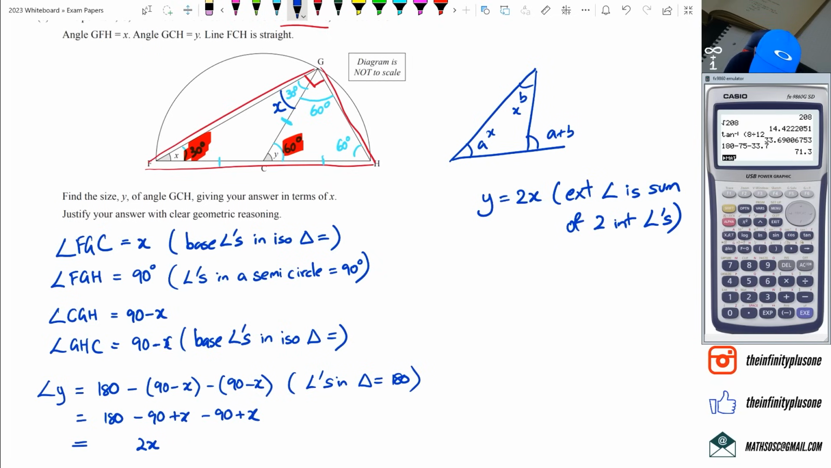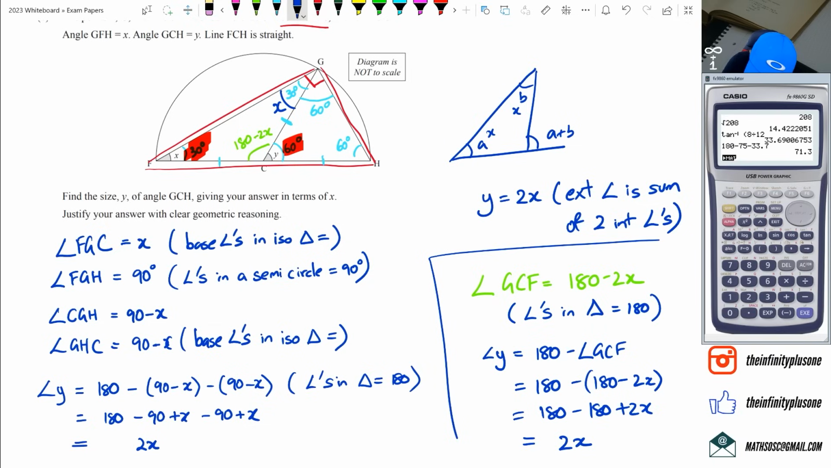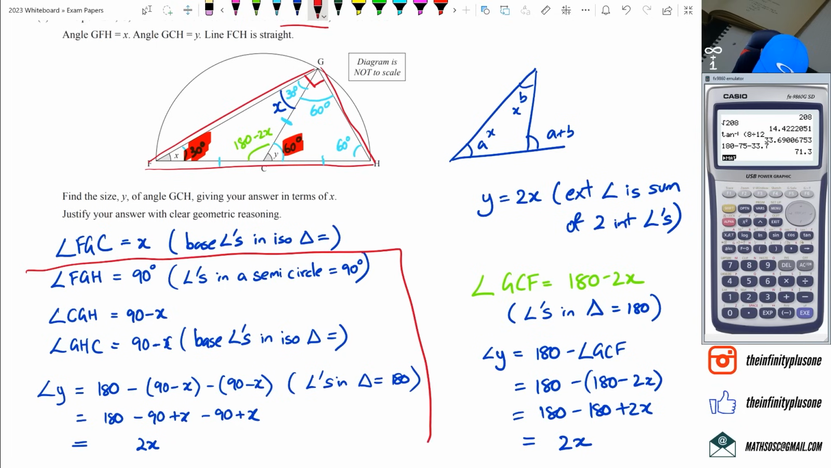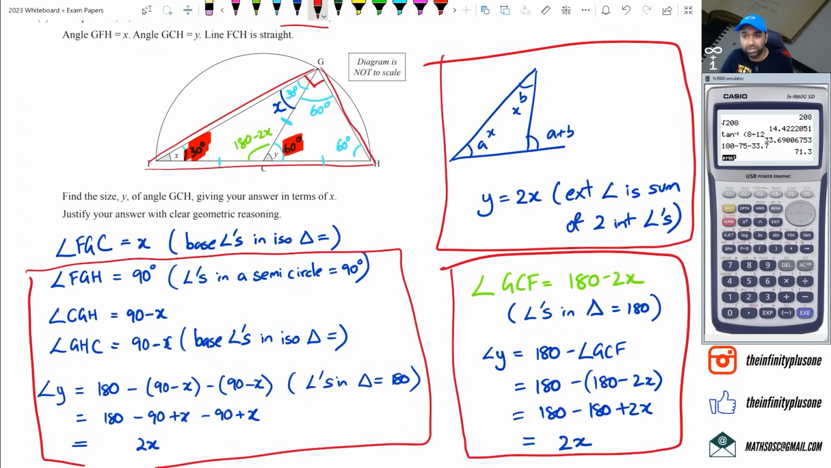The other way you could have done it also is you could have done this angle here, which is 180 take away 2x. So you could have said angle GCF equals 180 take away 2x because of angles in triangle equal to 180. Then you could have said angle y is equal to 180 minus angle GCF, which is 180 take away 180 minus 2x. And if we expand the brackets, we are going to get plus 2x. So basically I've shown you guys 3 different ways of doing this particular question from this point. This is one way of looking at it, this is another way, and this one is a third way.